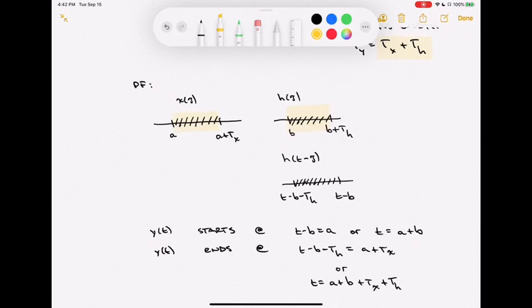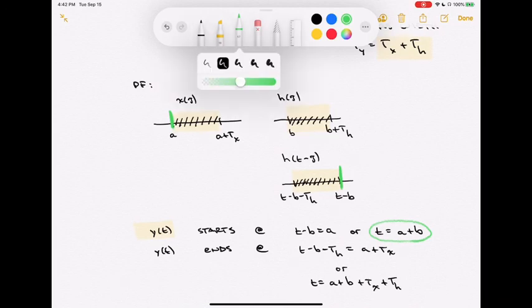If I flip and shift h, which I know I need for the convolution, it's still going to be of width th, but it's going to go from t minus b minus th to t minus b. The convolution between these two has what? The output y is going to start where h starts overlapping or hitting x. When does h start hitting x? It hits x when this edge of h hits that edge of x, or when t minus b equals a. Solve that out and you get t equaling a plus b. So the result y has its first non-zero value at t equaling a plus b.